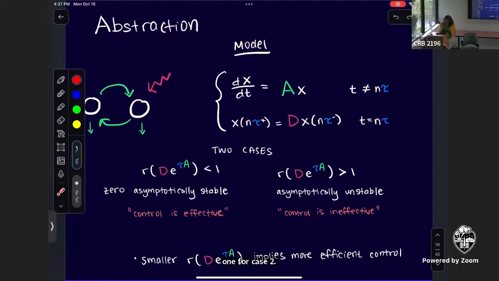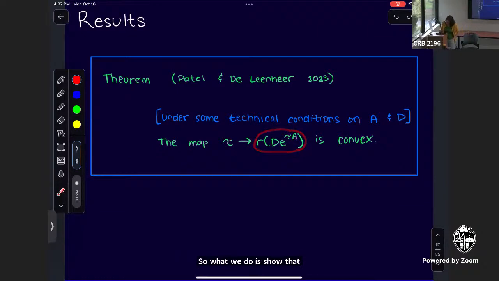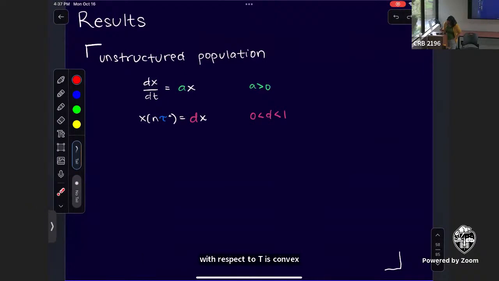Okay, and additionally, we might want to minimize the spectral radius because it implies more efficient control. So the smaller it is, the better for control, roughly speaking. Okay, so we want to understand the behavior of this. So mathematically, again, it's another technical result, but I'll describe the implications of it. So what we do is show that the behavior of this map with respect to tau is convex. But what that means will become apparent in the following slides.